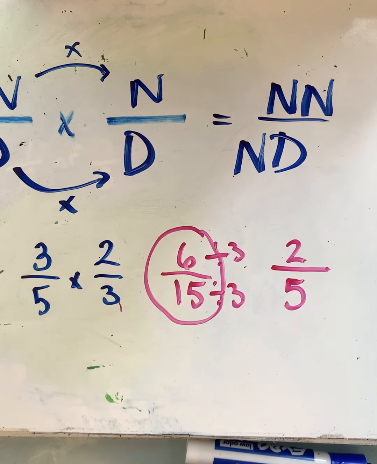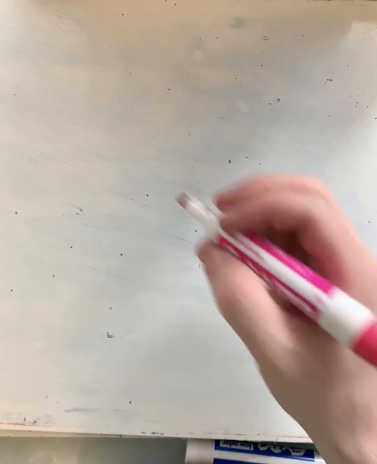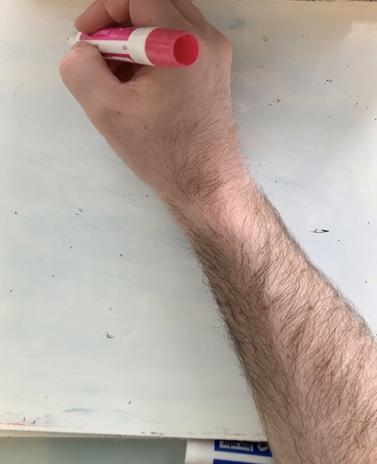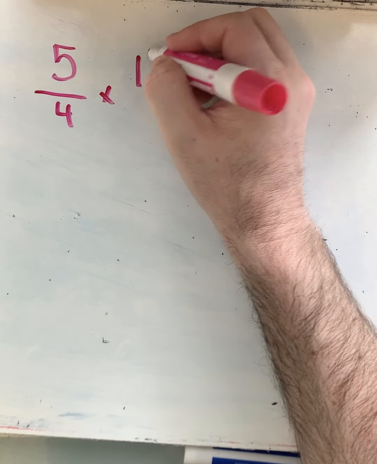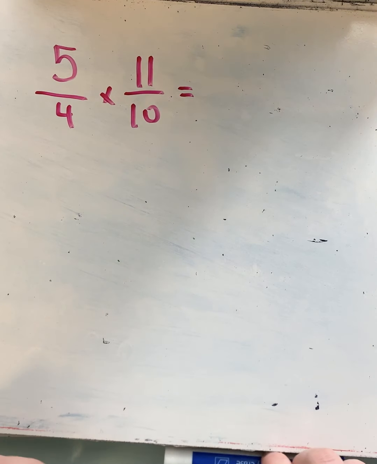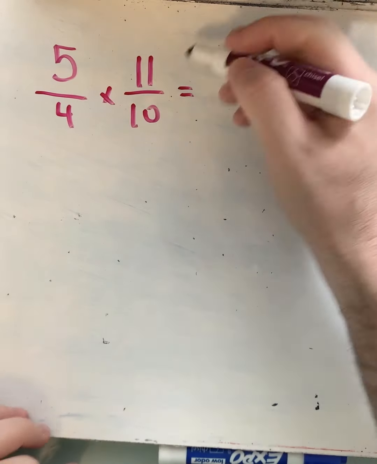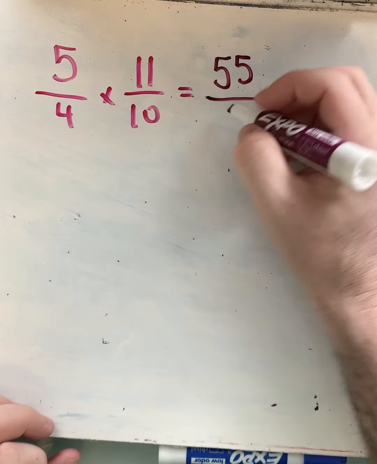Okay, let's continue on. We'll do a couple more, and then I'll get you guys to try your own. There we just had proper fractions. Let's do one where we have improper fractions. So let's say that we have 5/4 multiplied by 11/10. Okay, so all I'm going to do is I'm literally going to go across with those numbers. So I'm going to say 5 times 11 is 55. And 4 times 10 is 40.